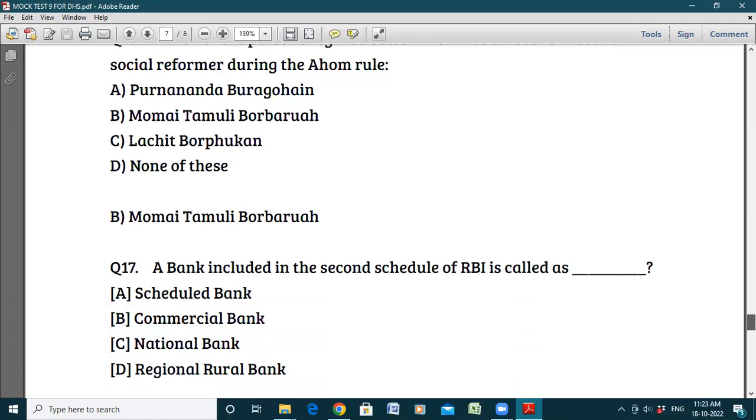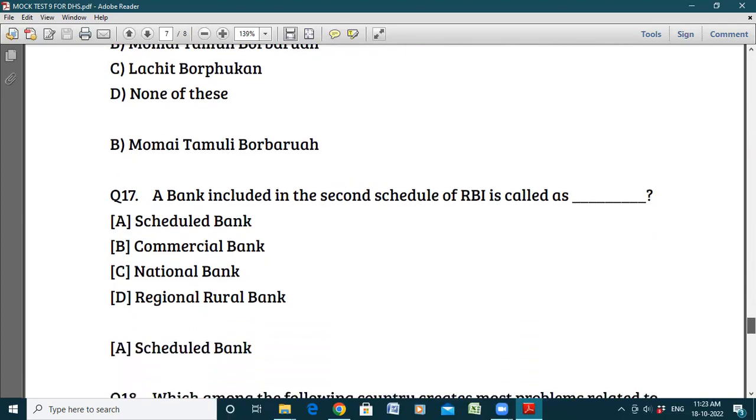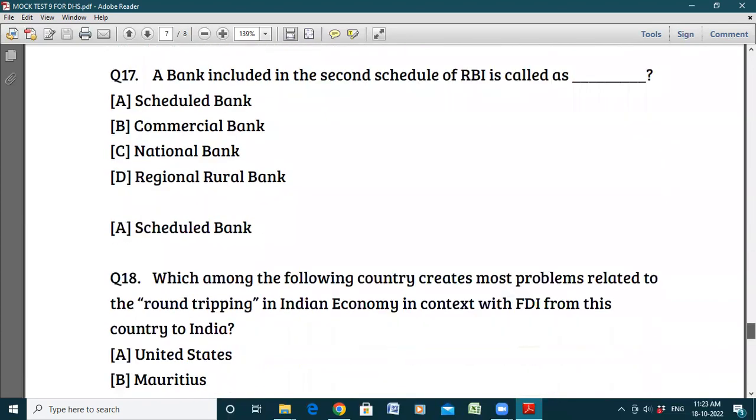Question number 17, a bank included in the second schedule of RBI is known as? What is the bank included in the RBI second schedule called? And the correct answer is scheduled bank. That is option A is the correct answer.